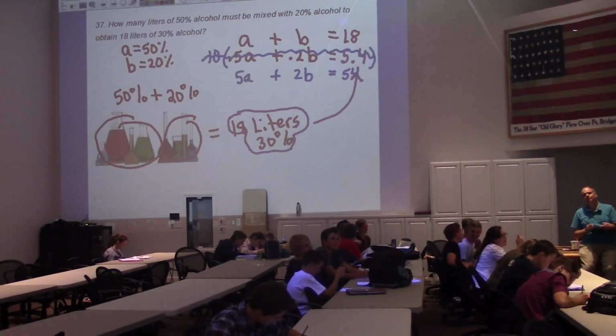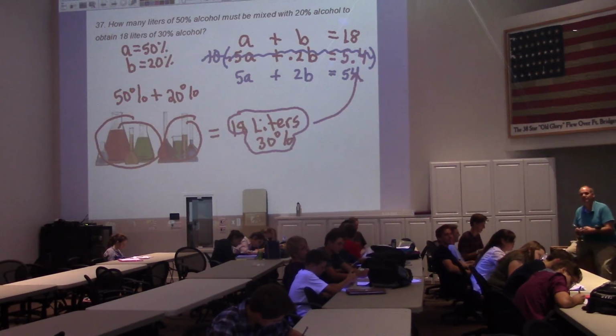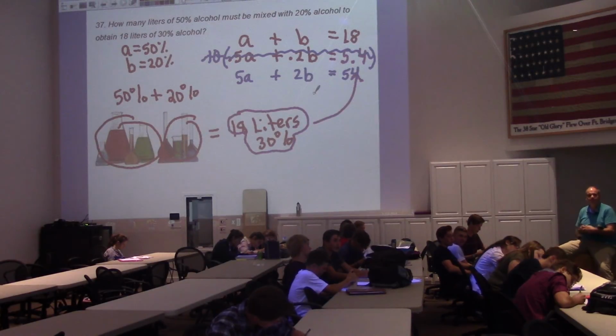Can you guys solve it for me without my help? Try and solve for A and B without my help. Try and solve the system, okay?